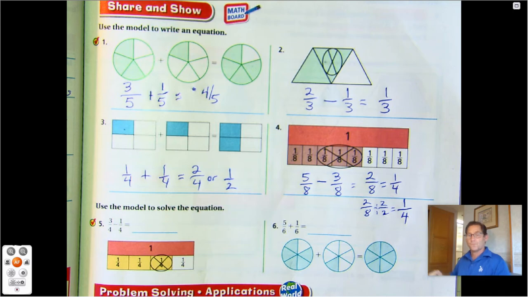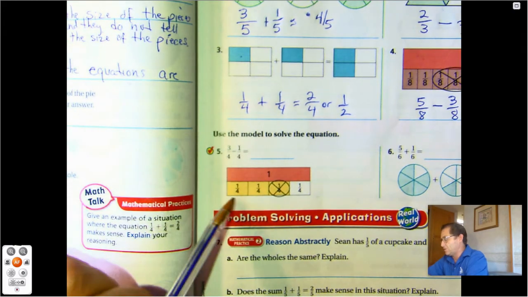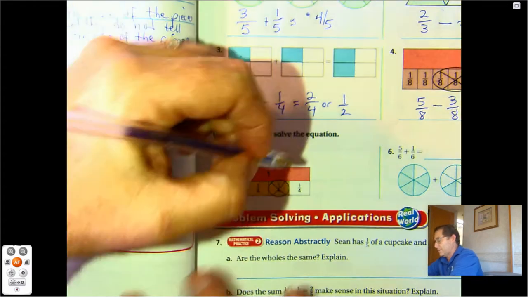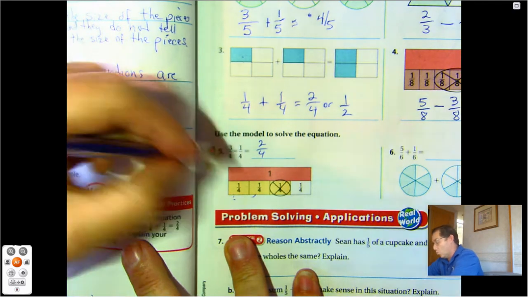All right, number 5. 3/4 take away 1/4. All right, so that is what that shows us. 3 shaded 1/4. They're taking away 1/4, and that leaves me 2/4, or 1/2.